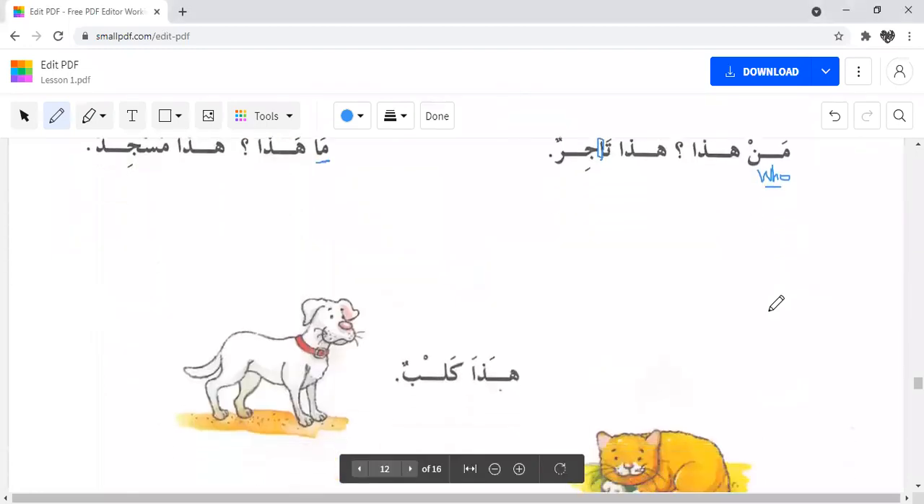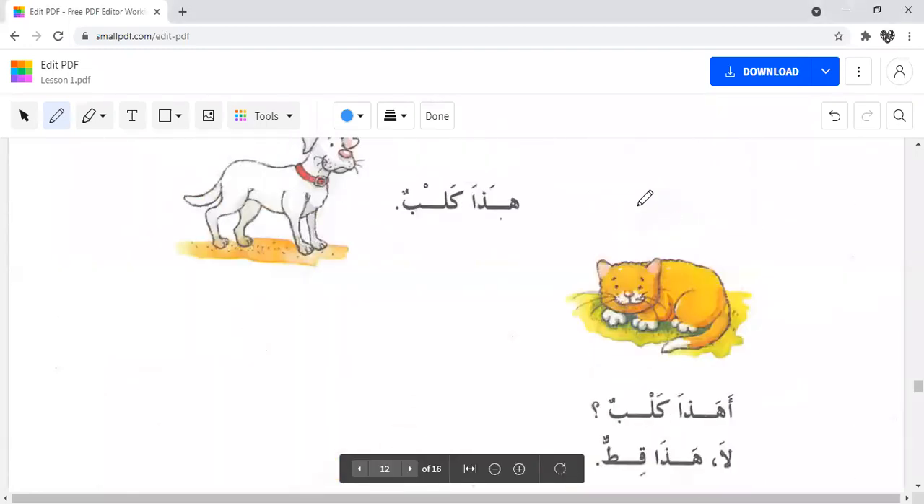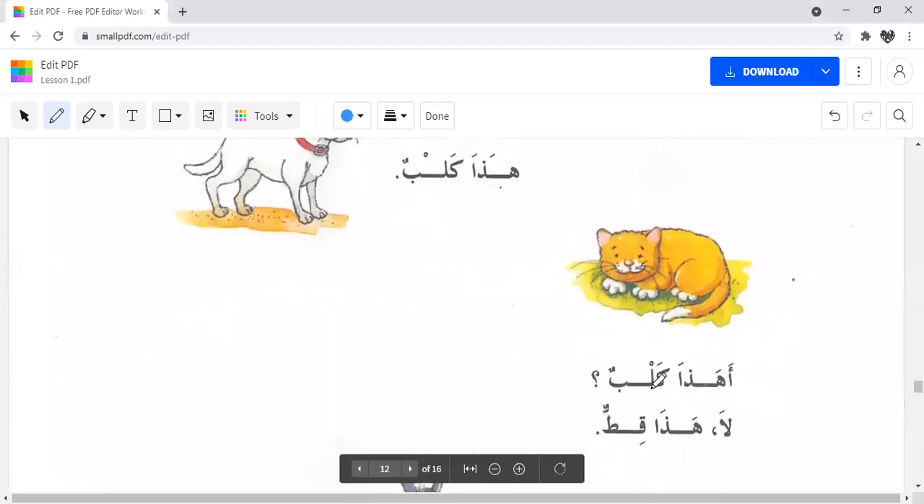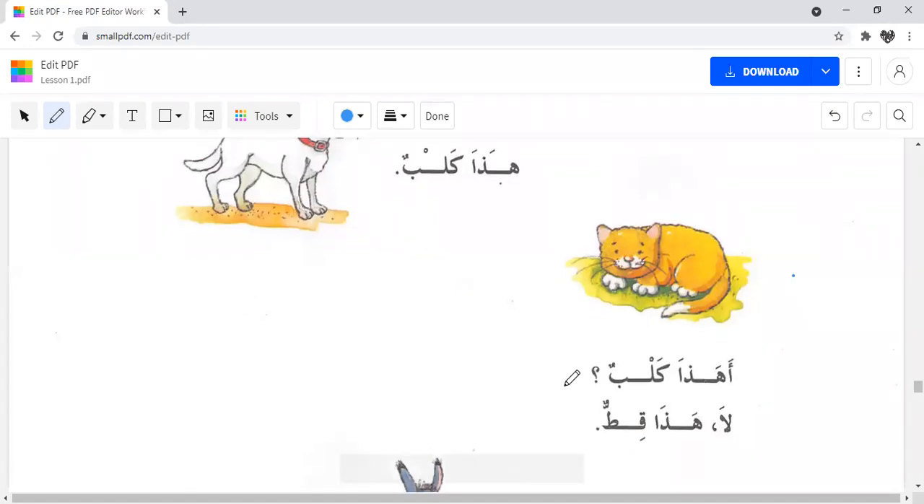Okay, the next page we have here. Najam Tariq, can you please read this part? Hada kalbun. This is a dog. Is this a cat? La. No. Hada qittun. This is a cat. Could you please say this part again? Hada kalbun means? Is this a dog? Yes. Is this a dog? La. No. Hada qittun. This is a cat. Okay. Very good. Thank you.